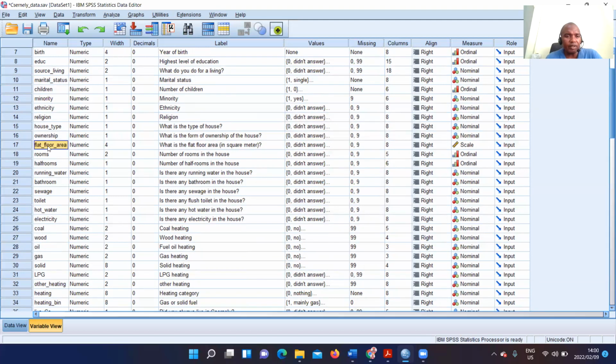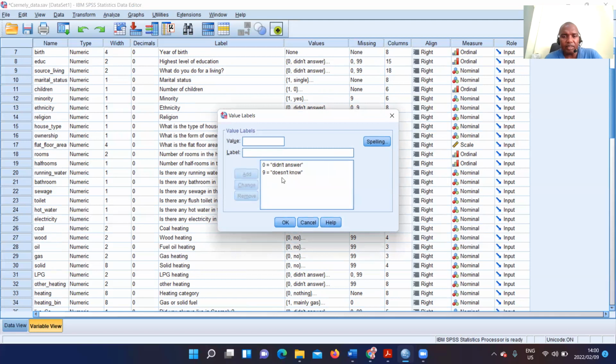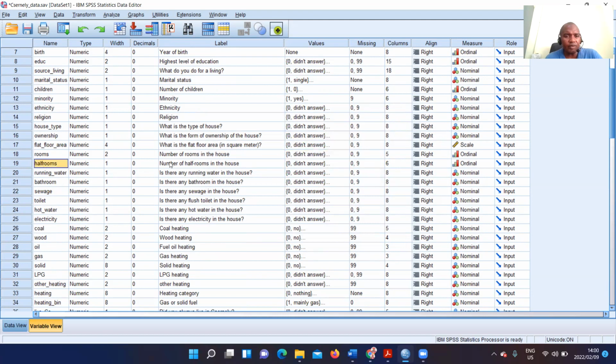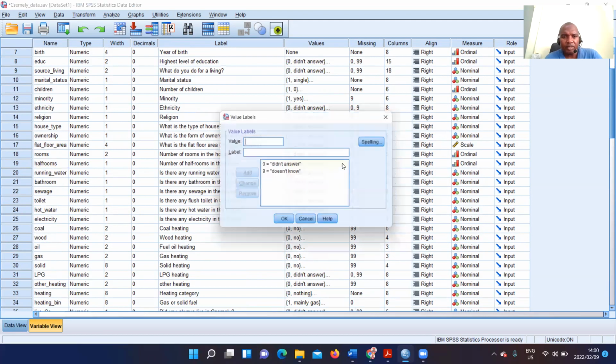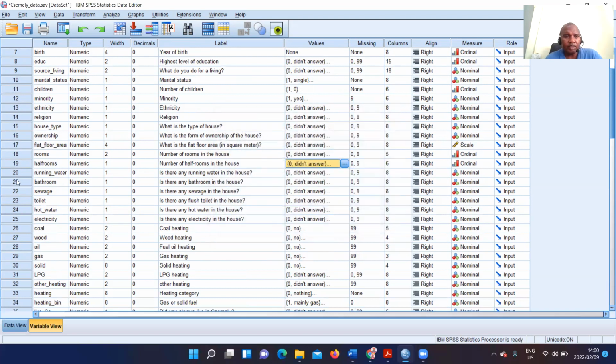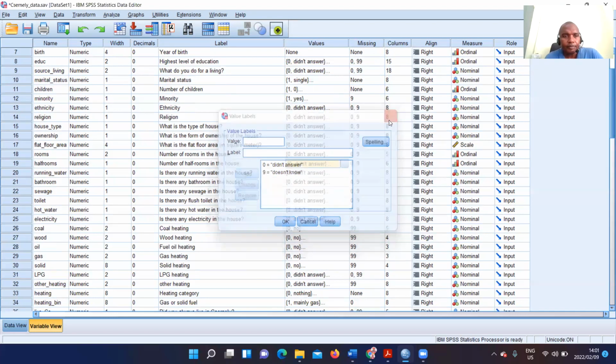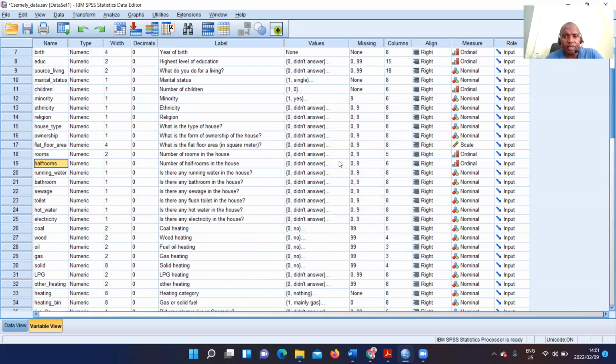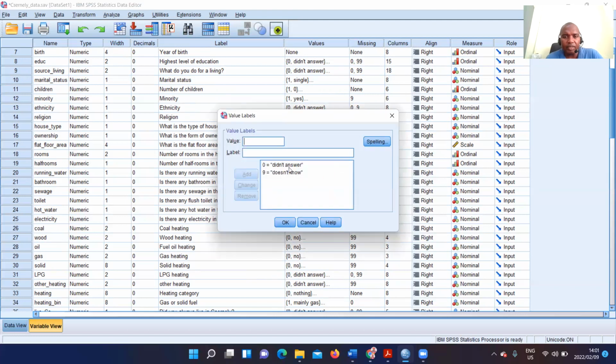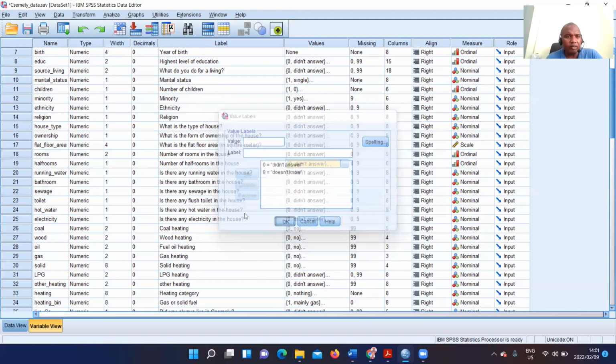And then flat floor area, number of rooms, didn't answer, doesn't know. And then half rooms, number of half rooms, with 0 being didn't answer, and then 9 being doesn't know.